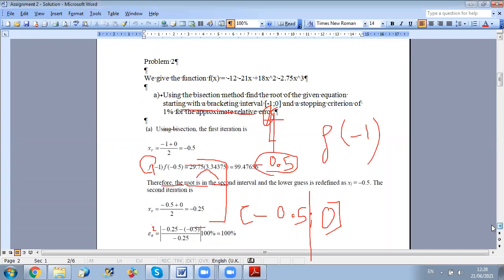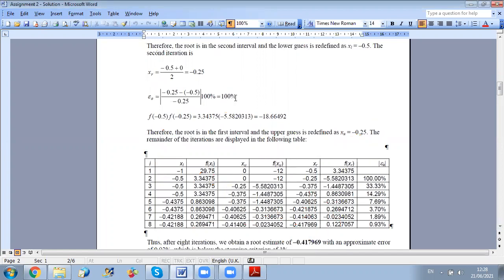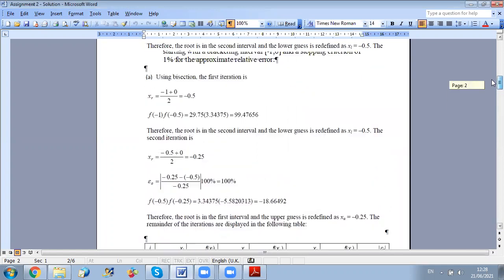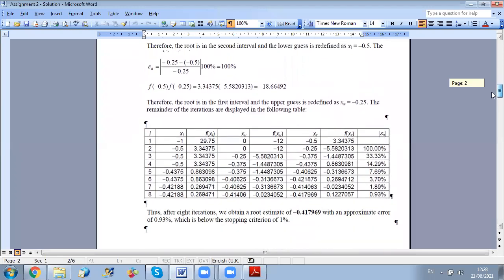Now I can calculate the first approximate error between these two. I get a very large error at the beginning: my error is 100%. So I can expect that I should do several iterations if I want to reach 1%, because epsilon is very large from the beginning. Okay, so let us continue. We can perform iterations using the same procedure.